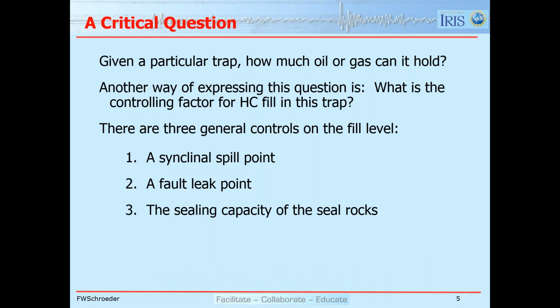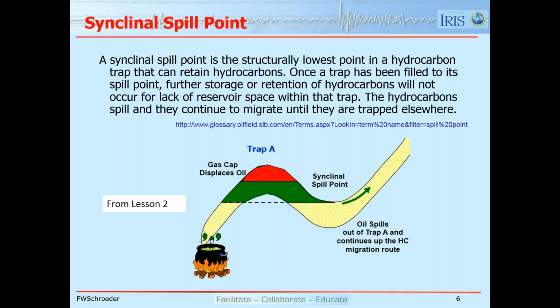So a critical question we ask is, given a particular trap, how much oil or gas can it hold? Another way to express the same question is, what is the controlling factor for the hydrocarbon fill in this trap? There are 3 general controls that we consider. One is the synclinal spill point, and I'll show some examples of that. Another is a fault leak point. And then the third is what's the sealing capacity of the sealing rocks. How thick of a hydrocarbon column can they hold in place? And so we'll look at these three in the next few slides.